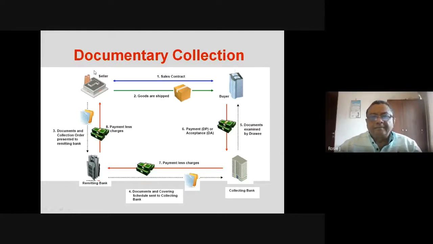Just to recap briefly, I told you two other methods. One was advance payment and the other one was open account. In advance payment, the buyer sends the money and the seller ships the goods. In open account, the seller sends the goods and then gets the money. So there is risk for both sides. In advance payment, the buyer might send the money and not get the goods. In open account, the seller sends the goods and he might not get the money.